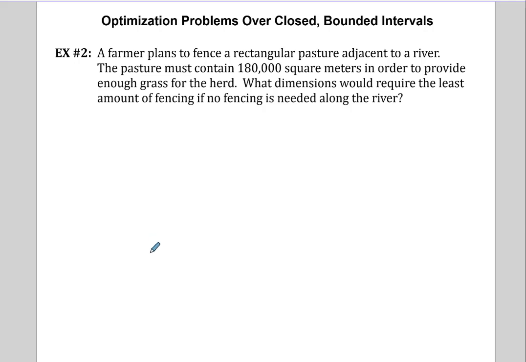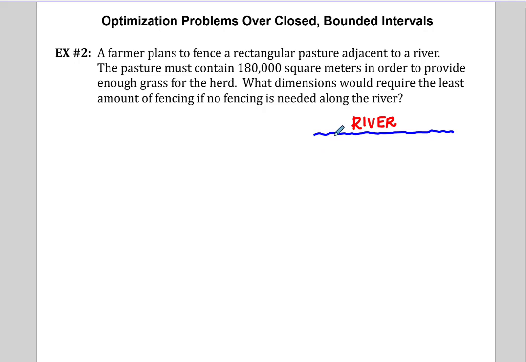Example 2, this is a fence problem. A farmer plans to fence a rectangular pasture that's adjacent to the river. The pasture has to contain 180,000 square meters in order to provide enough grass for the herd. What dimensions would require the least amount of fencing if no fence is needed along the river? So this is my river's edge. And I'm going to go back and draw a picture of the situation here.